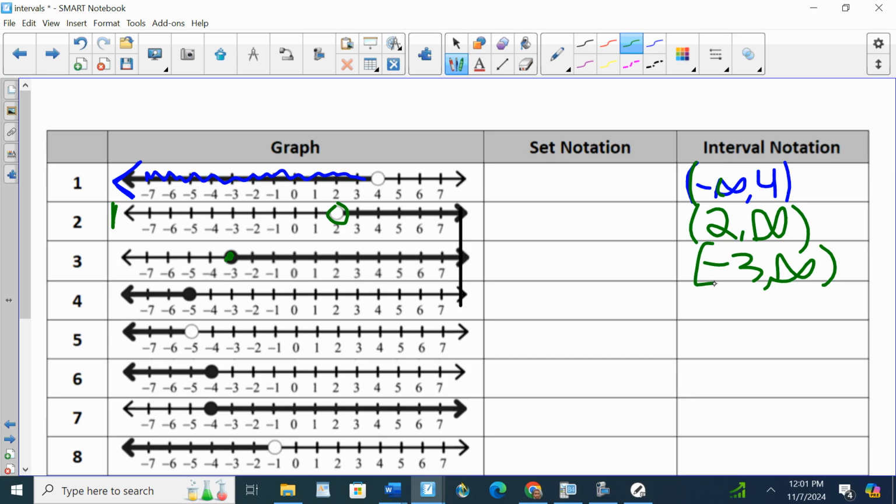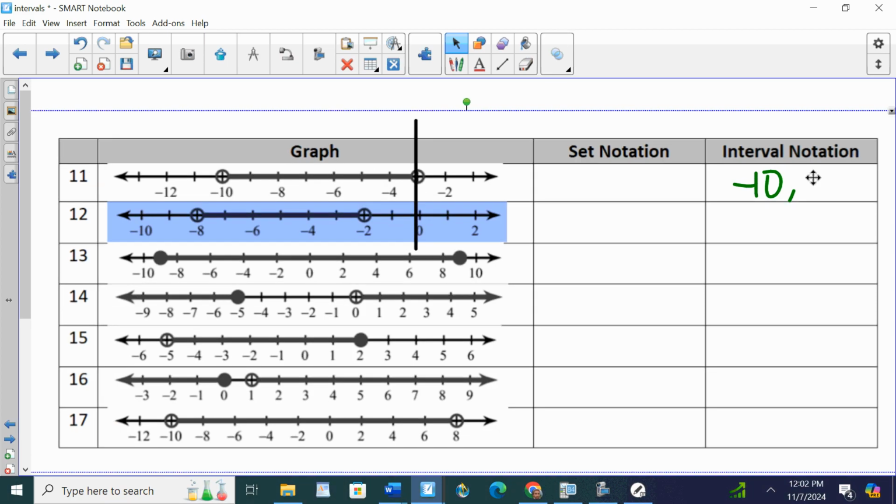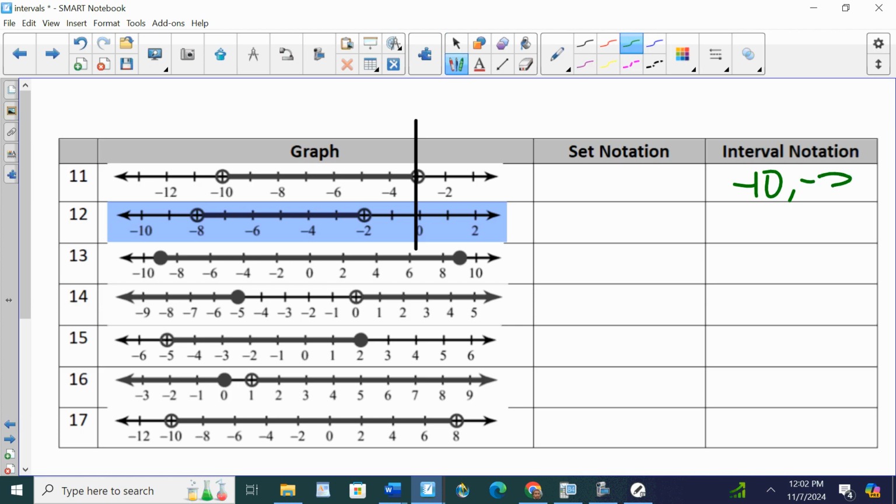Let's stick with interval notation for the next piece, because it never changes. So let's get my vertical line back. Do I have graph all the way out here to the left? No. My graph starts at negative 10. I have graph, graph, graph. It stops at negative 3. They both have open circles. That's it.